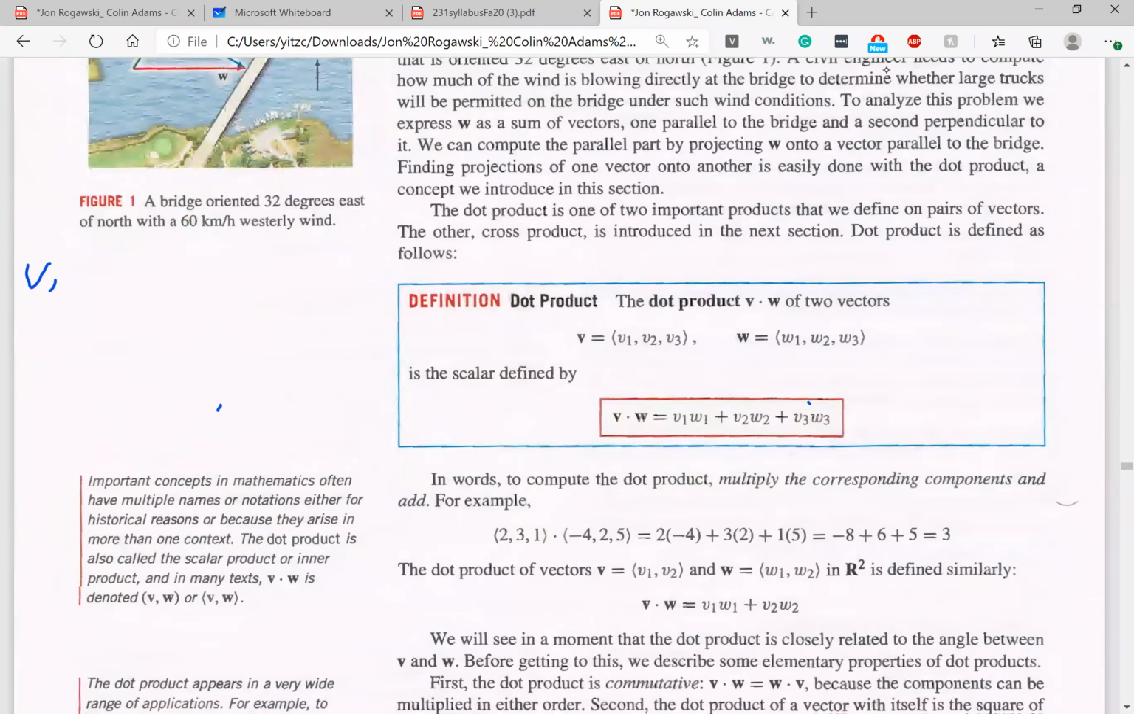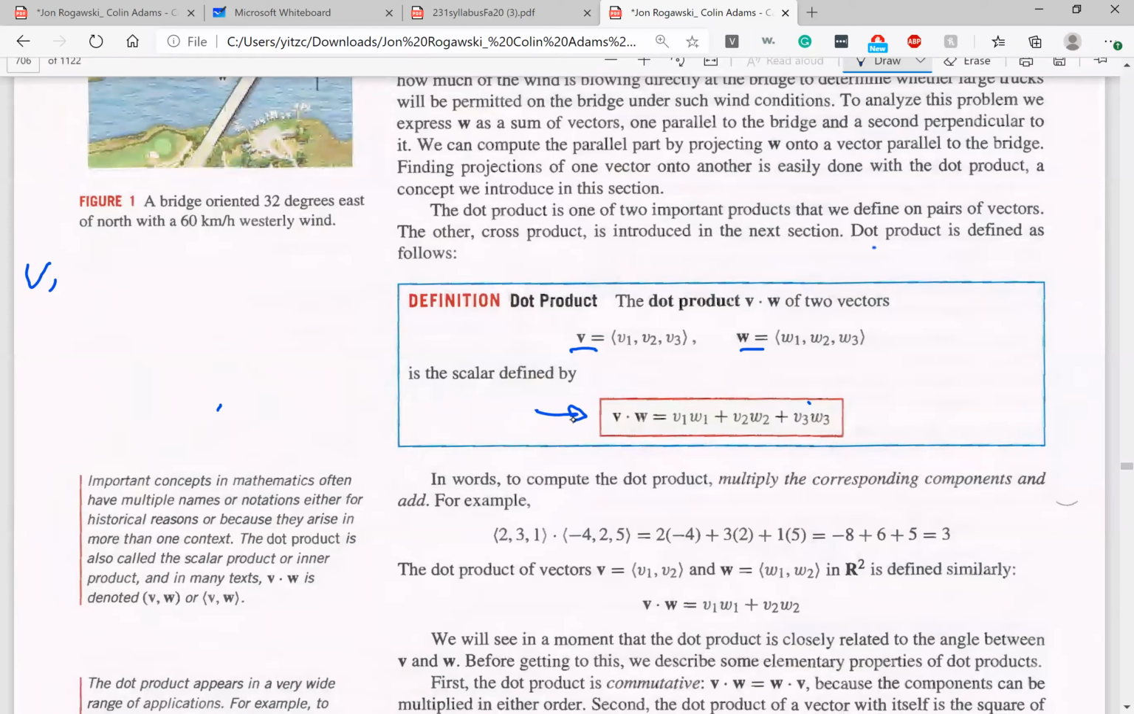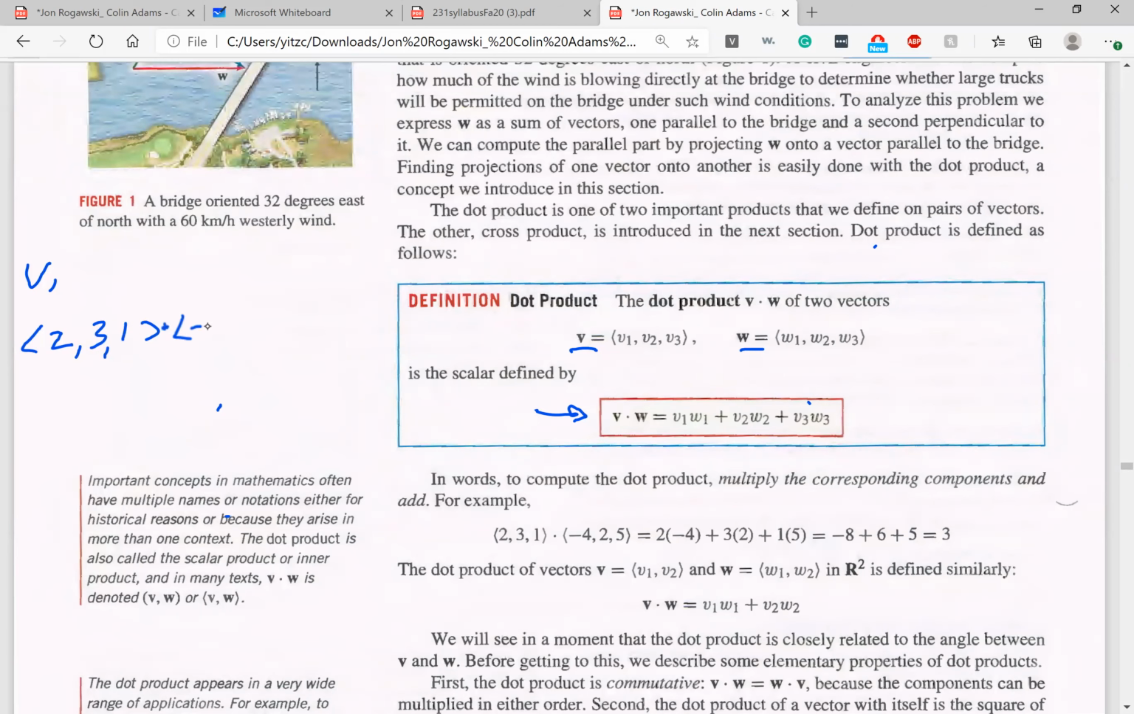So we look at the definition over here. That's what we see. Here's my V, here's my W, and here is the dot product between them. They ask us to take the dot product between 2, 3, 1 and -4, 2, 5.